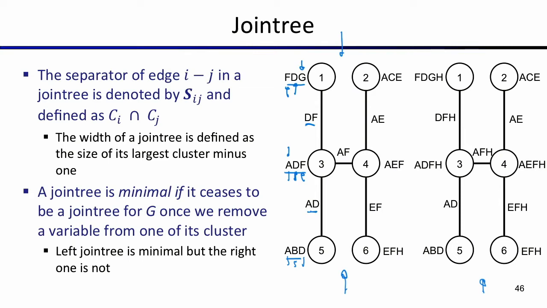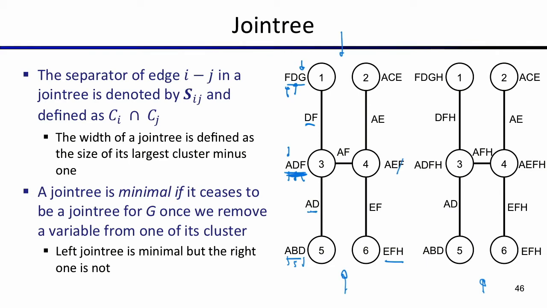So for instance, if we decide that we're going to remove F from this node here, we don't have the joint tree property anymore because we have F in this node 6, and we have F in this node here that is 3, but we don't have F in the node 4, and the node 4 is part of the path between node 6 and 3.